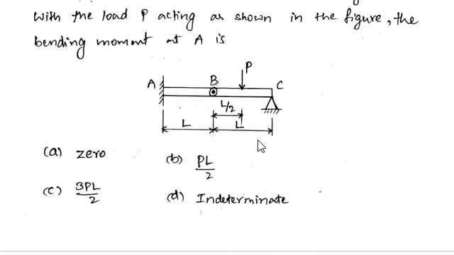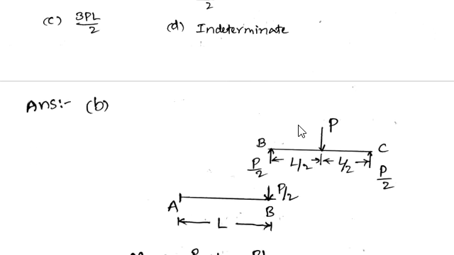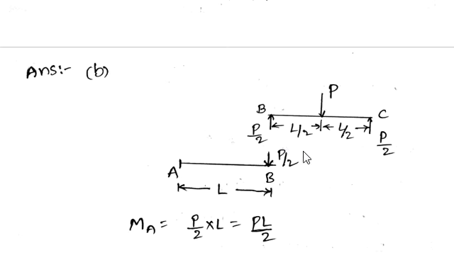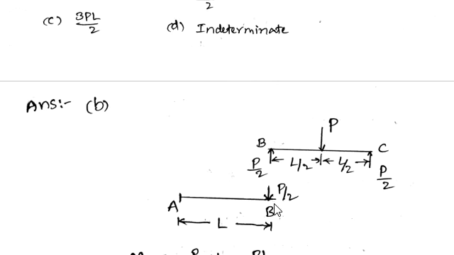and for the beam AB, if this is P by 2 going up, then here we will get P by 2 going down. These are the forces acting on the beams and the reaction forces. So we require a moment at A. The moment at A will be the load, that is P by 2, into the distance L. So the answer is PL by 2, and option B is the right option.